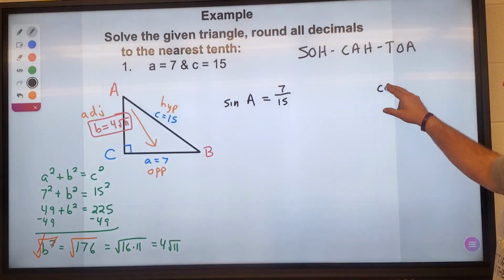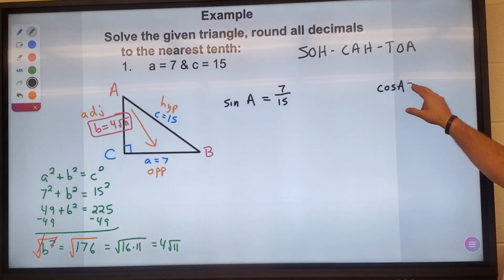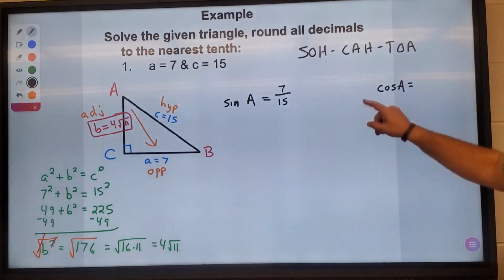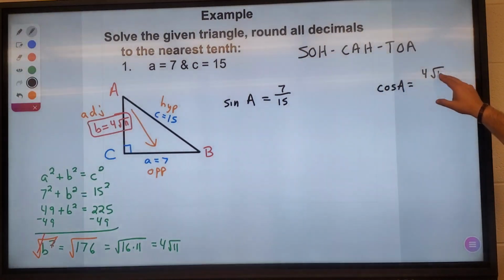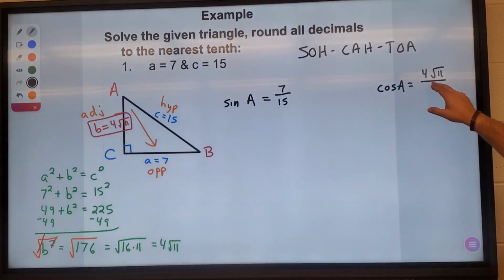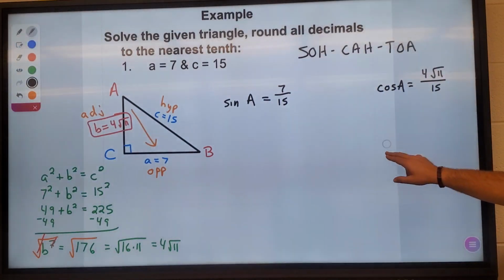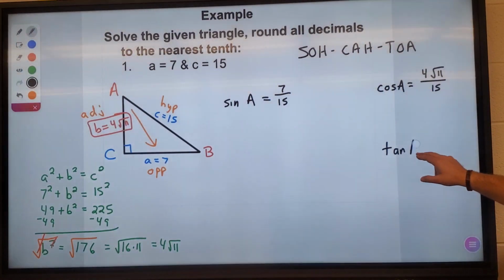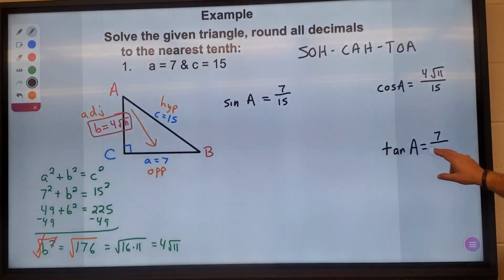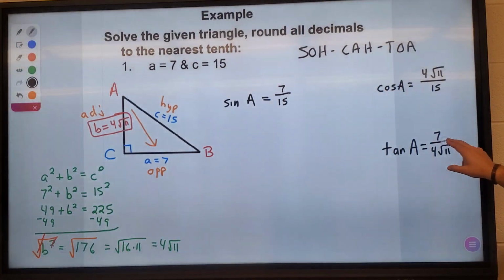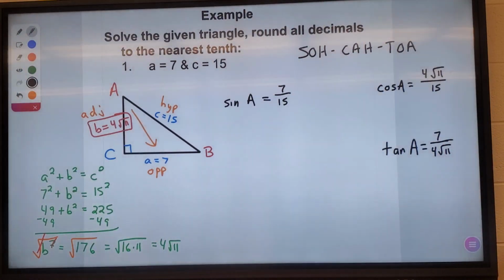Cosine of angle A is the adjacent divided by the hypotenuse. So the adjacent was 4 square root of 11 over 15. And then tangent of angle A is the opposite over the adjacent. So we have 7 over 4 square root of 11. Okay, again, looking at the three ratios that I have, 2 of them have side B, or the adjacent here, that are square roots.